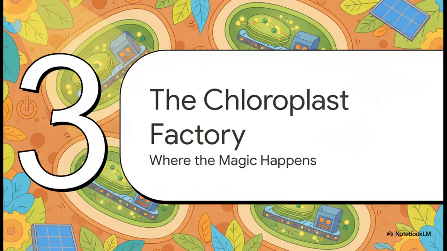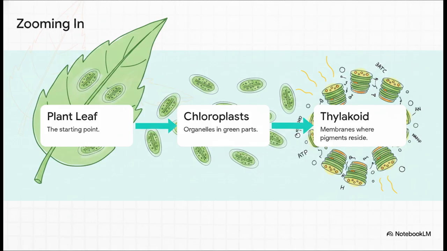Which brings us to section 3, the chloroplast factory, where the magic happens. So I've got a quick question for you. Where exactly does this manufacturing happen? ये पूरा production process आखिर पौधे के किस exact location पर चल रहा है? Let's zoom into the plant structure, kind of like zooming all the way in on a map.